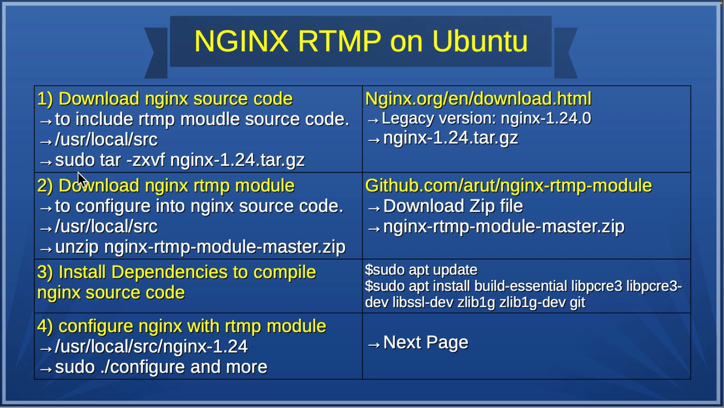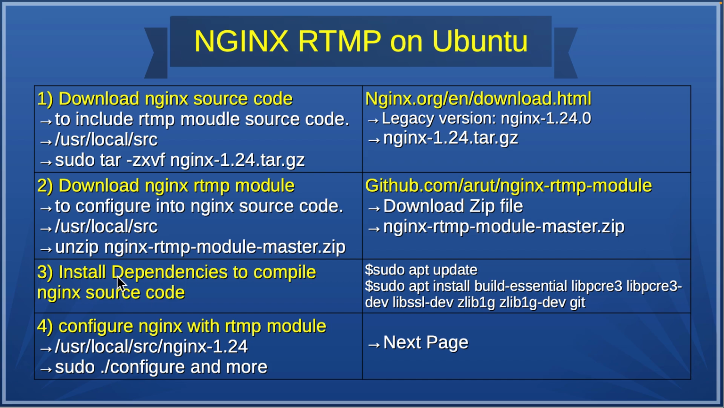using this command: sudo tar -zxvf nginx-1.24 tar.gz. And then you need to download the nginx RTMP module. Go to github.com/arut/nginx-rtmp-module, download the zip file, which is this nginx-rtmp-module-master file, and then go to /usr/local/src on your Ubuntu Linux and unzip this file.